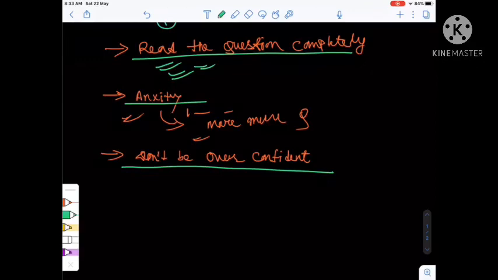Now the next point is: don't be overconfident. Before NEET you have practiced a lot of MCQs and given a lot of mock tests. So some people get overconfident in the examination hall, and due to this overconfidence a lot of silly mistakes happen. Actually, this happened with me. Due to overconfidence I missed 3 questions in biology, and I regret this till now. So don't be overconfident in the examination hall, be normal in the examination hall.